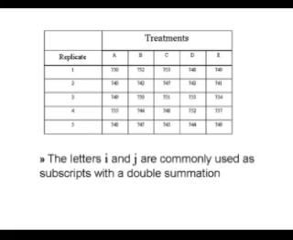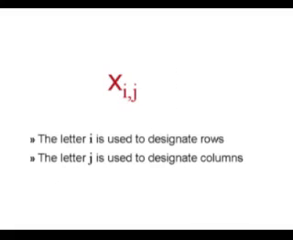The letters i and j are commonly used as subscripts with double summation. The general notation for any data point would be x sub i, comma, j. To help remember what i and j stand for, think of i as in "I write from left to right," and try to remember j as in "j for jail bars."